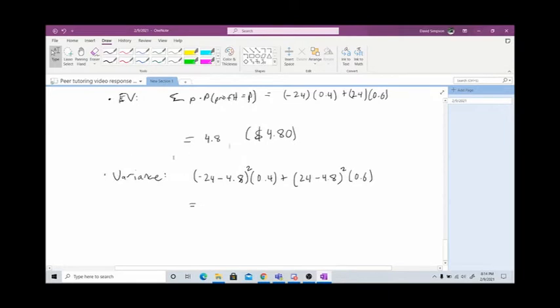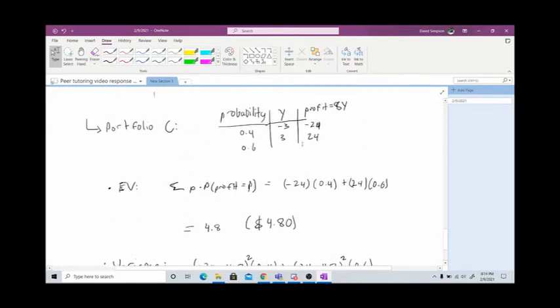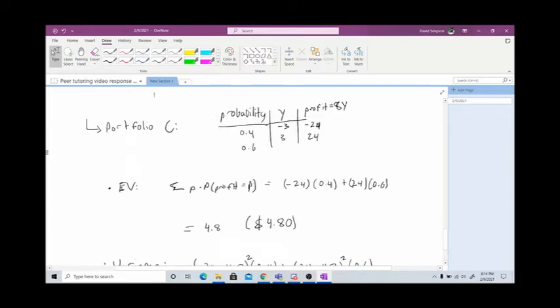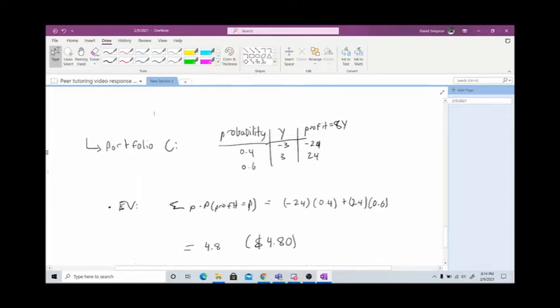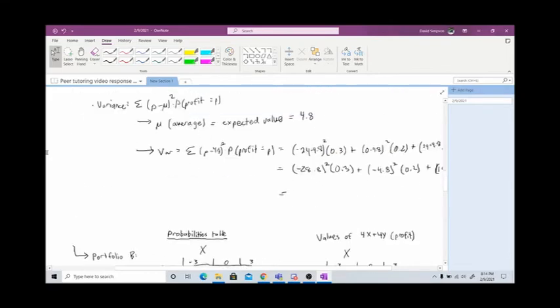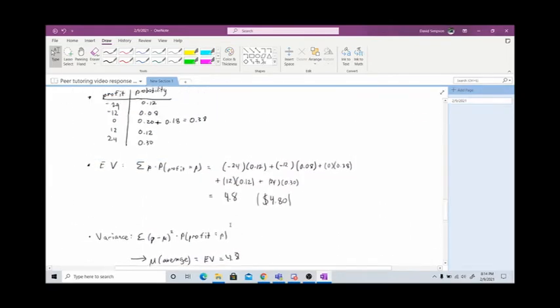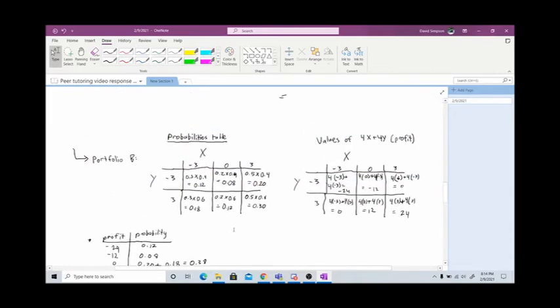And for variance, we're going to do the same procedure using our new table, and that's portfolio C. So portfolio A and portfolio C are very, very similar. And you should be able to look at portfolio A, understand that, and then easily do C. Okay, but let's talk about B for a second.